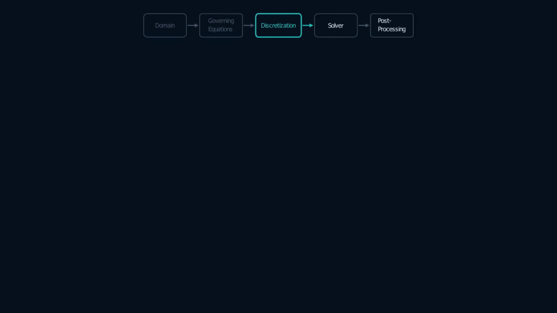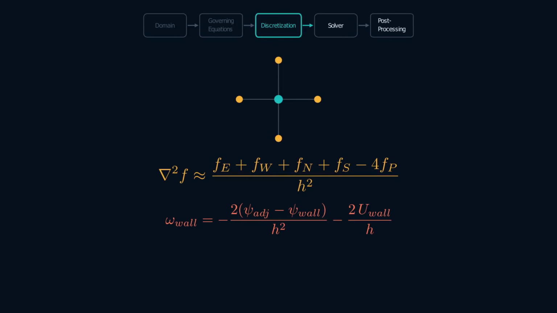Phase 3. Discretization. This is where calculus becomes arithmetic a computer can do. Every derivative becomes a stencil. The Laplacian is the 5-point average you'd expect. But walls need special care. Vorticity has no boundary condition of its own, so Thom's formula manufactures one from the stream function next to the wall. Watch the lid speed appear in it.